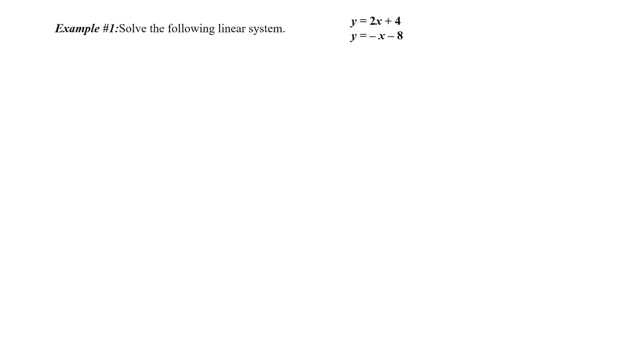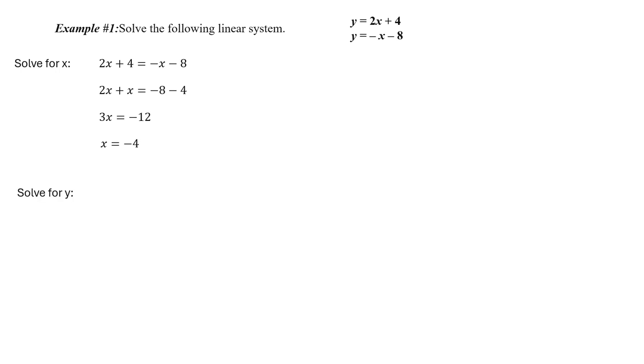Here we're given two equations. They're already in slope y-intercept form, making it a little easier for us. We can simply write that they are equal to one another, that the right-hand side of both equations are equal to one another, and then solve for x. We gather all our x terms on one side and our numbers on the other, and end up with a value of -4 for x.